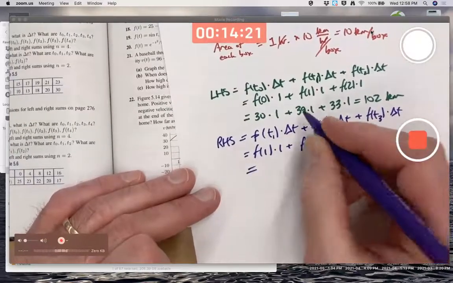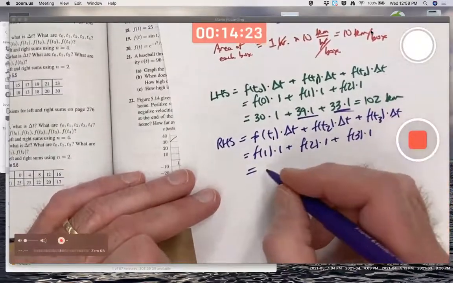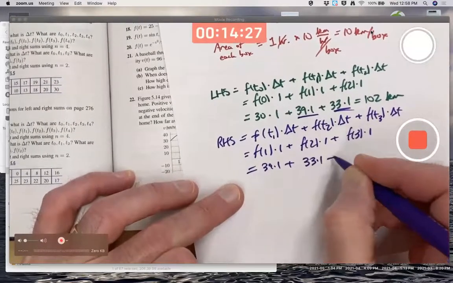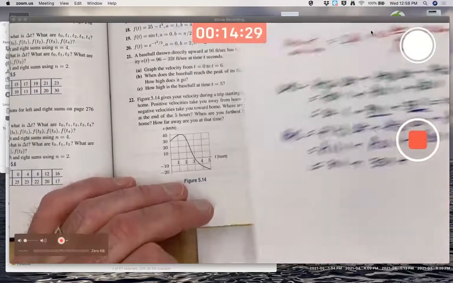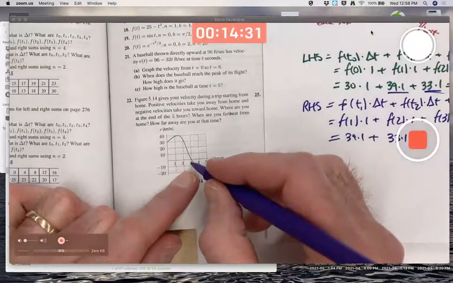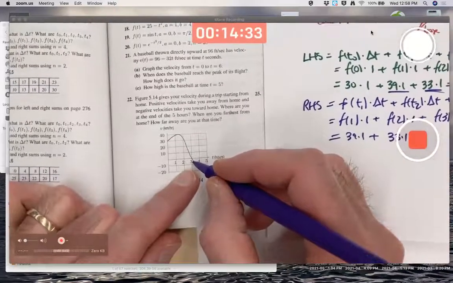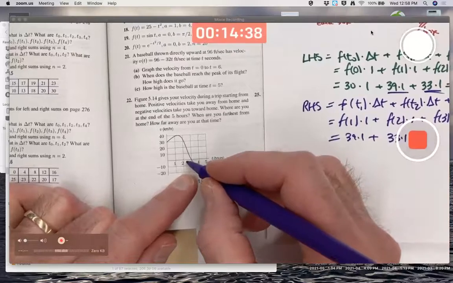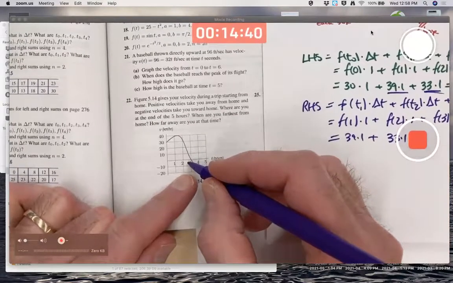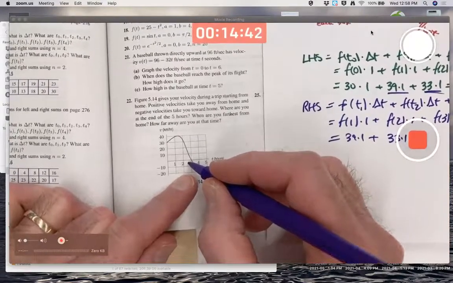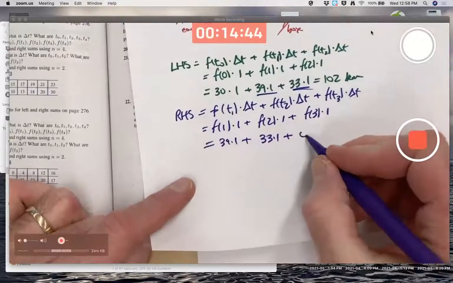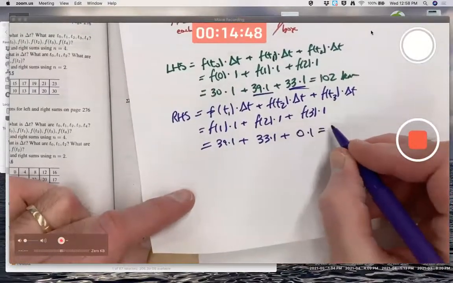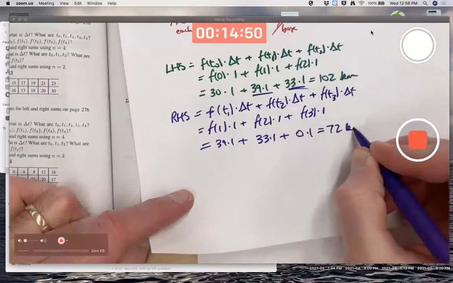Those first 2 terms are the same as what we got there and there. 39 times 1 plus 33 times 1. F of 3, though, is different. In fact, it's 0. F of 3 is 0. There's no rectangle for the right-hand sum on this interval. It's a rectangle with a height of 0. That's 0 times 1. So this approximation gives 72 kilometers.